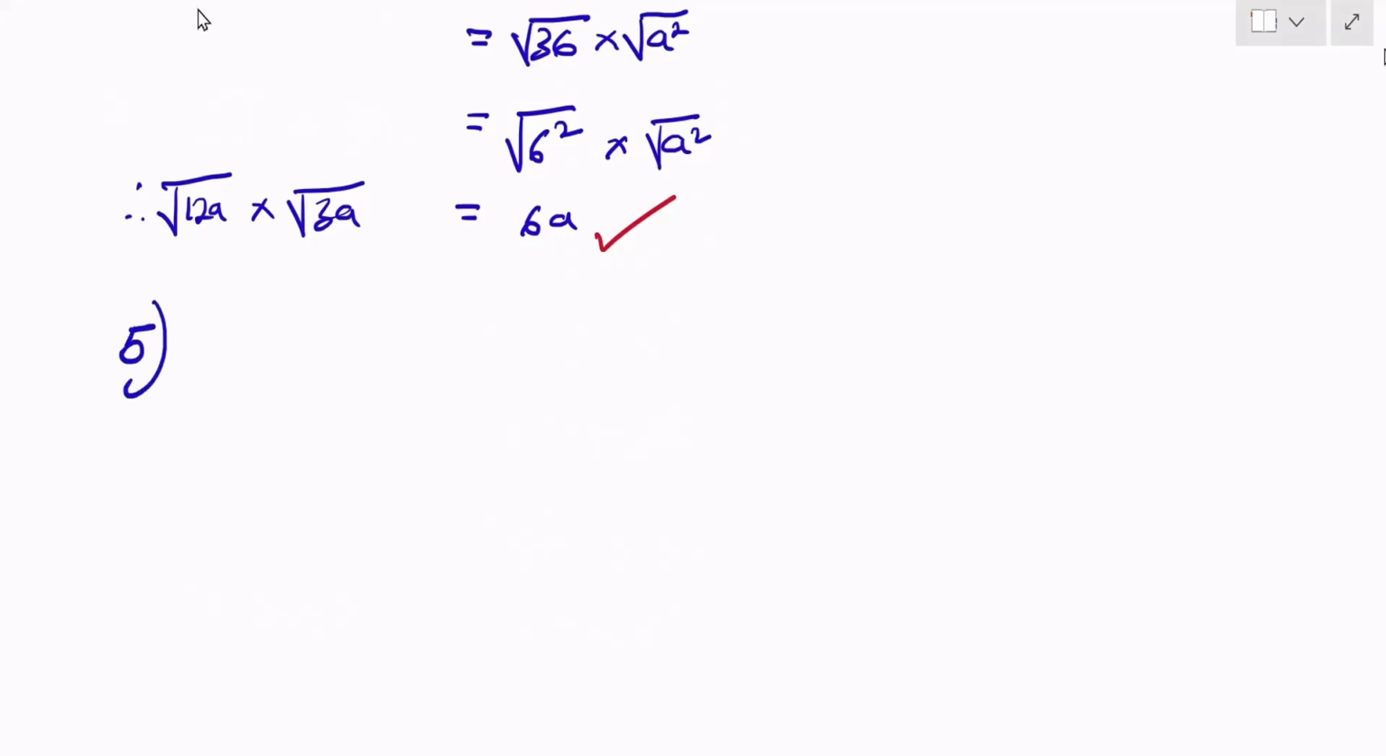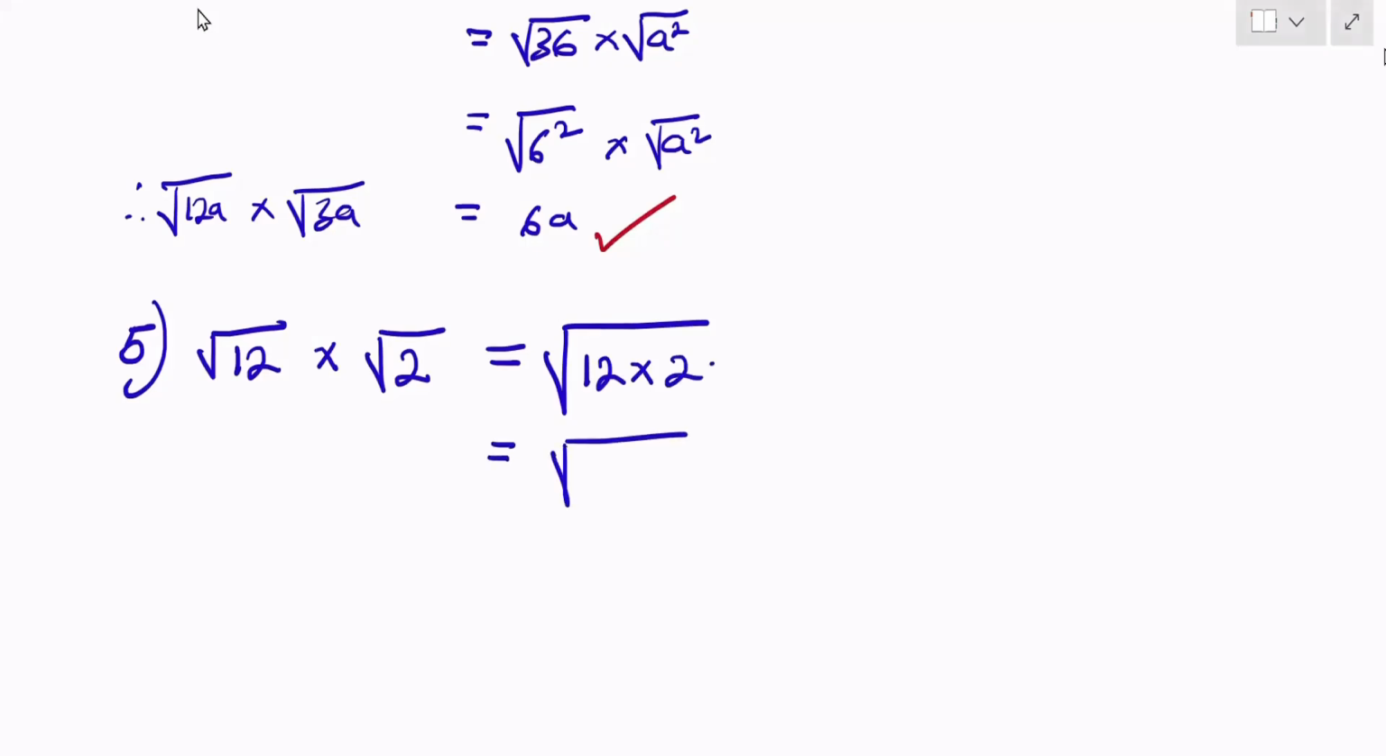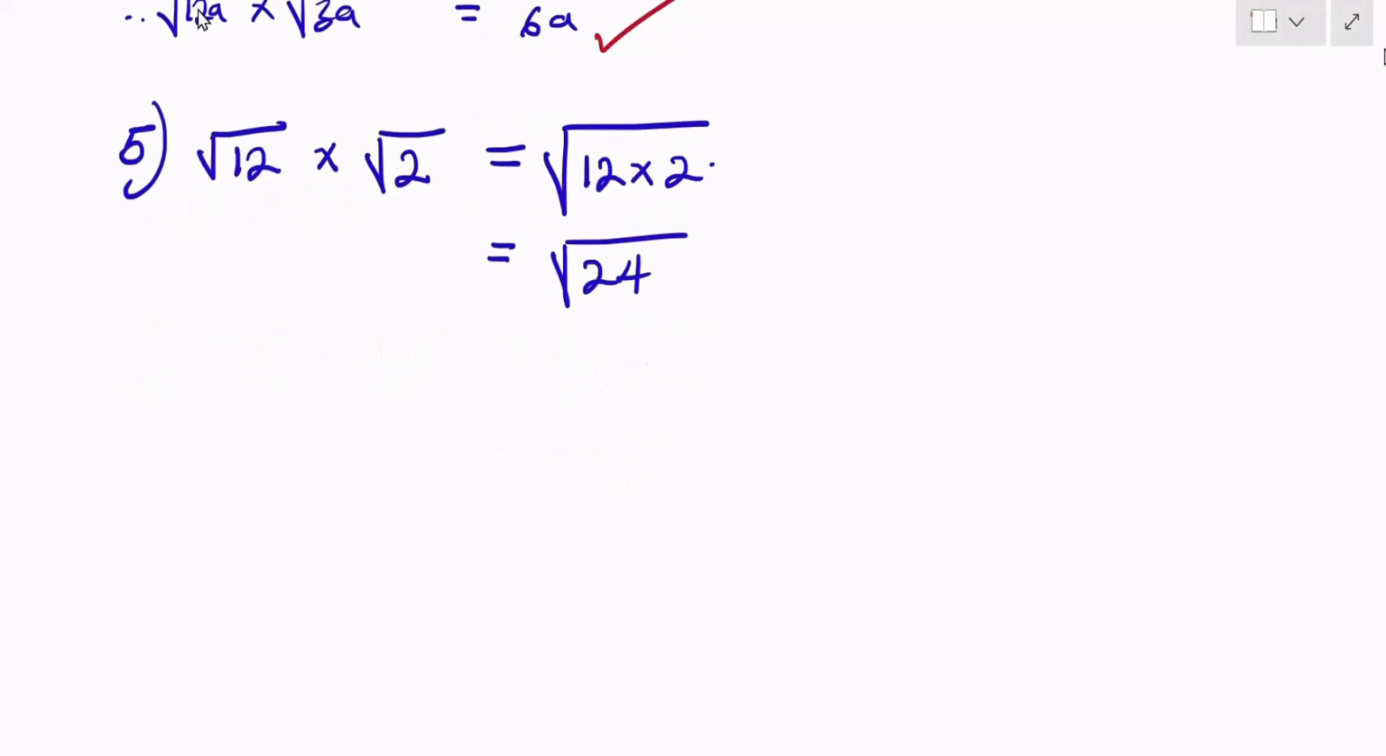Then number 5. We have the square root of 12 multiplied by the square root of 2. Let's put them under one root, so we have 12 multiplied by 2. This gives us the square root of 24. But in this 24, there is a factor which is a square number, and that is 4. It means that if we simplify this, we are going to have the square root of 4 multiplied by 6. You can see that if you multiply back 4 by 6, we go back to 24.